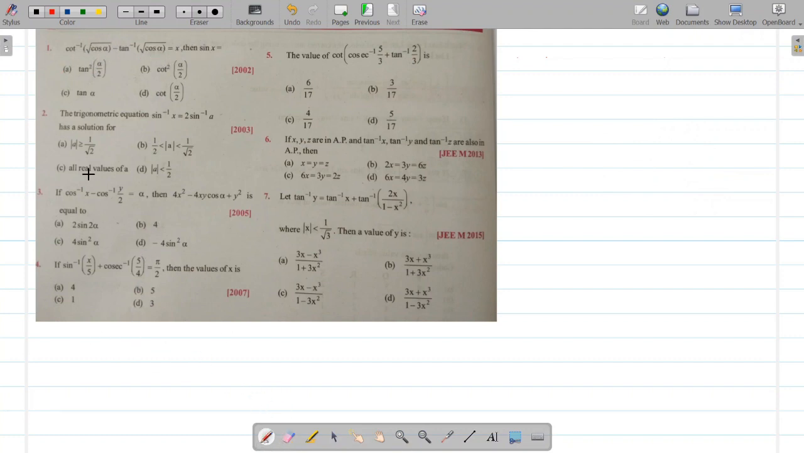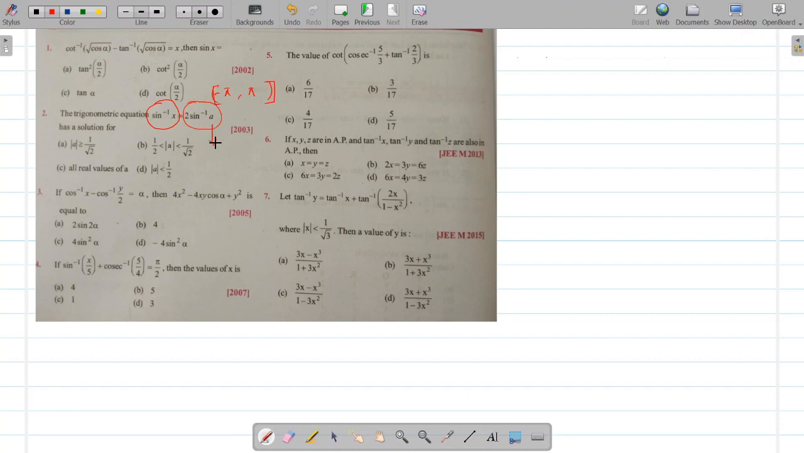So the second question is: the trigonometric equation sine inverse of x equals 2 sine inverse of a has a solution for what values? See, this sine inverse of x's answer you will always get from minus pi by 2 to plus pi by 2. But this side you can have the total answers between minus pi to plus pi, because sine inverse of a's answer will be from minus pi by 2 to plus pi by 2, and then 2 sine inverse of a's answer will become between minus pi to plus pi.